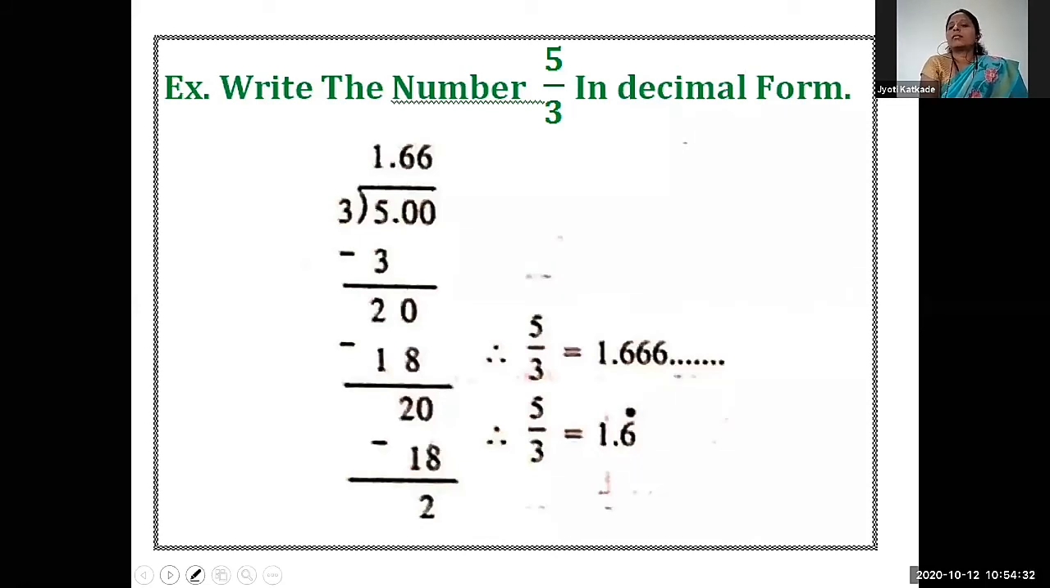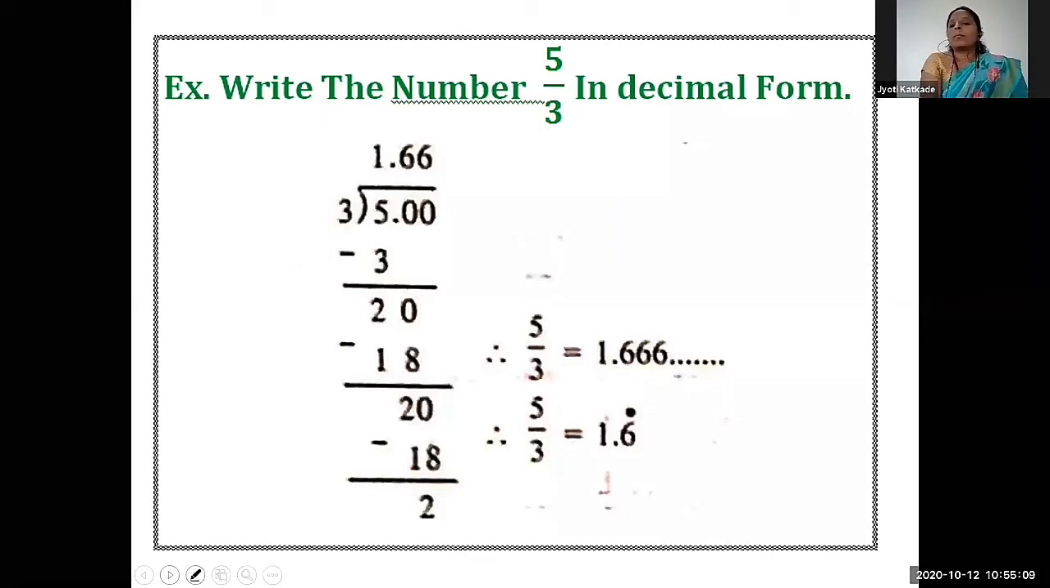We get 1.666. So don't write 666. Take a point on 6 there, as given on the slide. That is 5 upon 3 is equal to 1.666. And in the next step, I have written 5 upon 3 is equal to 1.6 and there is 1 point on top of the 6. To indicate recurring form, write the answer in this way, 1.6 and take a point on the top of that number.